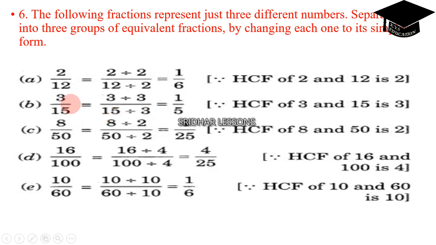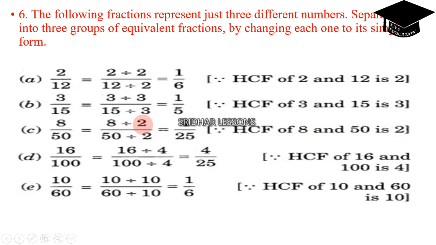Or simply we can cancel the things. 3 cancels 15, 5 times, so 1 by 5. Or the HCF of 3 and 15 is 3. So we can divide 3 divided by 3 by 15 divided by 3. This is equals to 1 by 5. Okay. Every problem has many solutions. We can take the good solution, the optimal solution. We have to take the optimal solution. Next, 8 by 50. The HCF of 8 and 50 is 2.